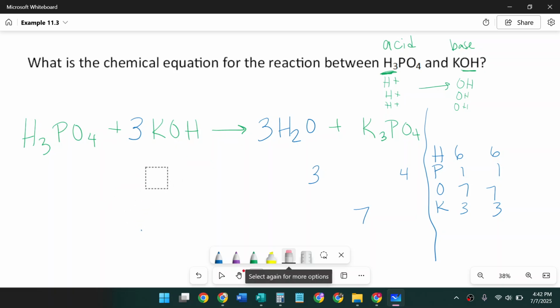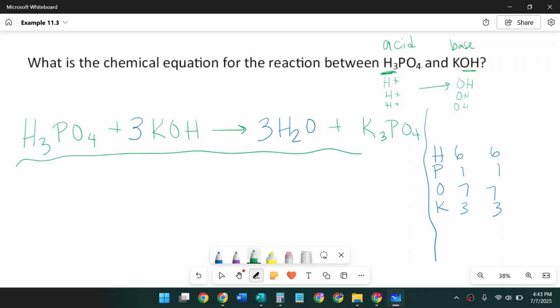Let's do one final check to make sure that we have all of our numbers right. Hydrogen, 3 plus 3 is 6, and 3 times 2 is 6. P, 1 on this side, 1 on that side. O, we have 4 plus 3 makes 7, and 3 plus 4 makes 7. And then the K, we have 3 here and 3 here. So we're good. This is our final chemical equation for that number.